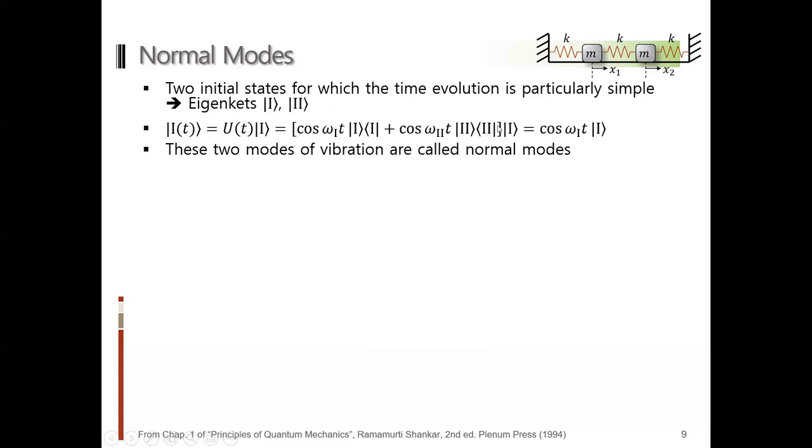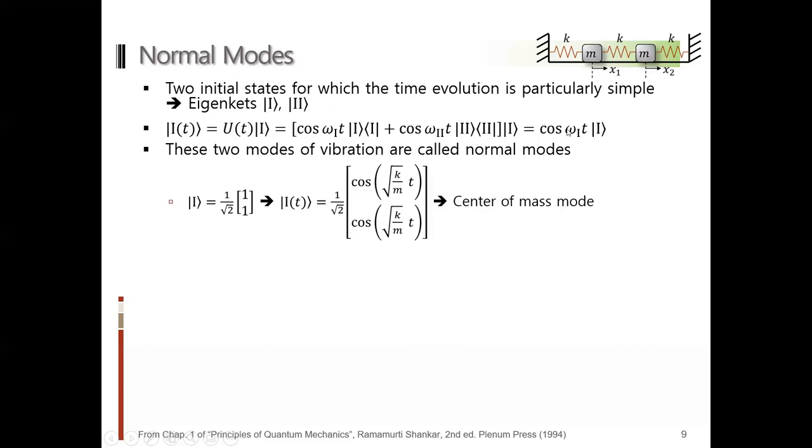Let's look at the actual solution corresponding to this Roman numeral one case, or one of the eigenvector case. We know that this Roman numeral one state can be represented by this column vector. And when we represent the solution in terms of the column vector, we are basically assuming that we are using the basis representing the displacement of each of the masses. Then if we just plug this one into here, we will obtain this kind of solution.